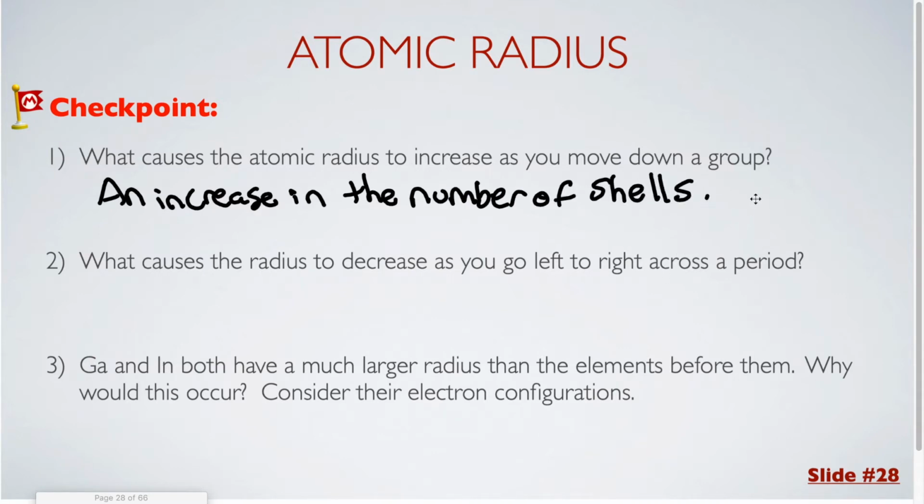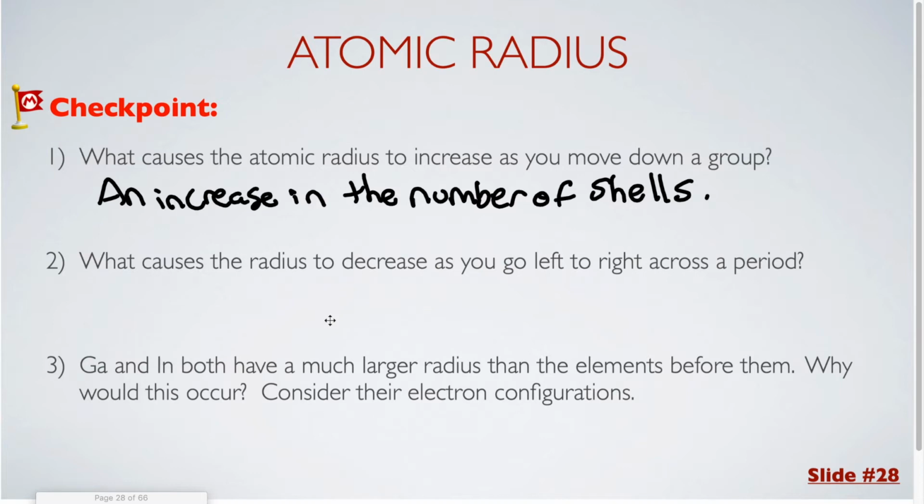If you consider elements within the first column of the periodic table, hydrogen only has 1 shell for its valence electron. When we move down to lithium, it then has 2 shells, and that outermost shell is going to be further away from the nucleus, giving it a larger radius. As we go down again to sodium, that's going to have a 3rd shell, which makes it even larger. So as we go down a group, we are going to be increasing the number of shells, which increases the radius. For number 2, what causes the radius to decrease as you go left to right across a period?